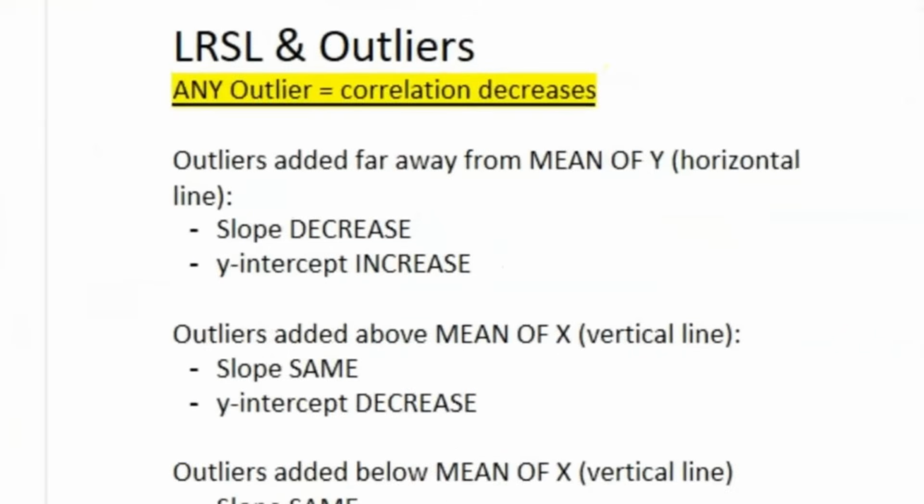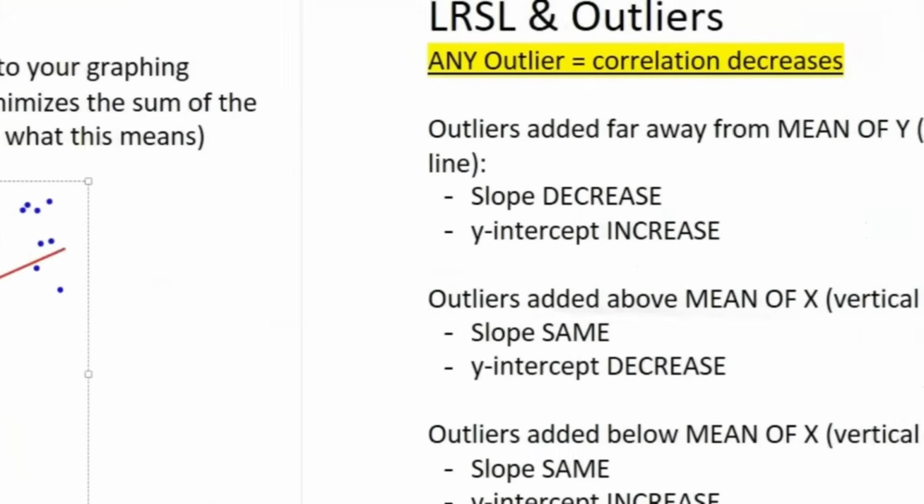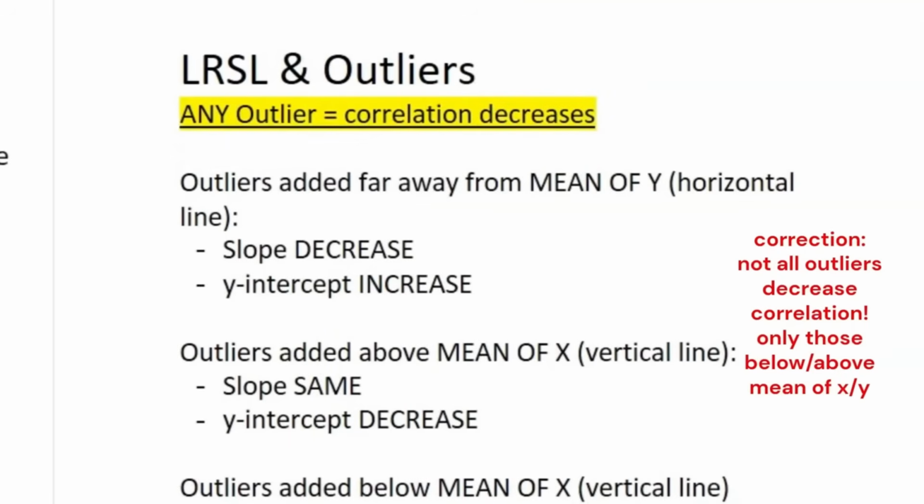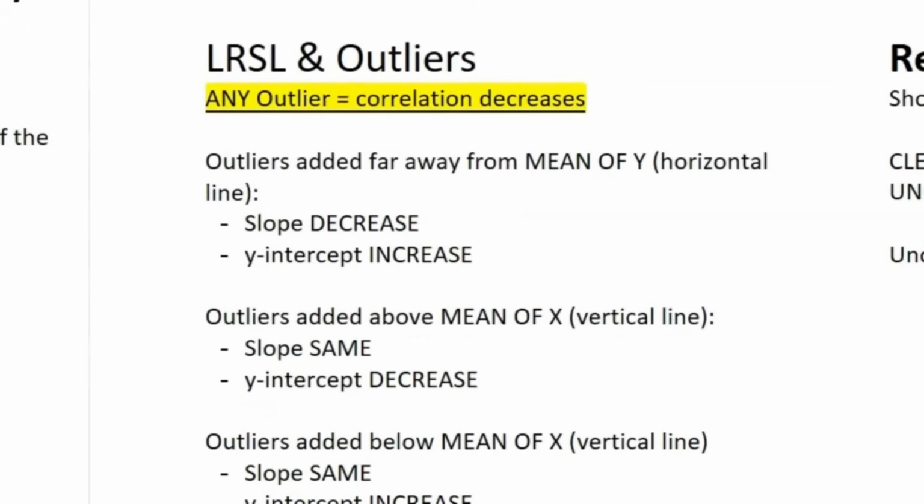Okay, so let's talk about outliers. How do outliers affect your least squares regression line? Any outlier is going to decrease your correlation. Now, if outliers are added far away from the mean of y, so that's a horizontal line, that's going to decrease your slope and also increase your y-intercept.